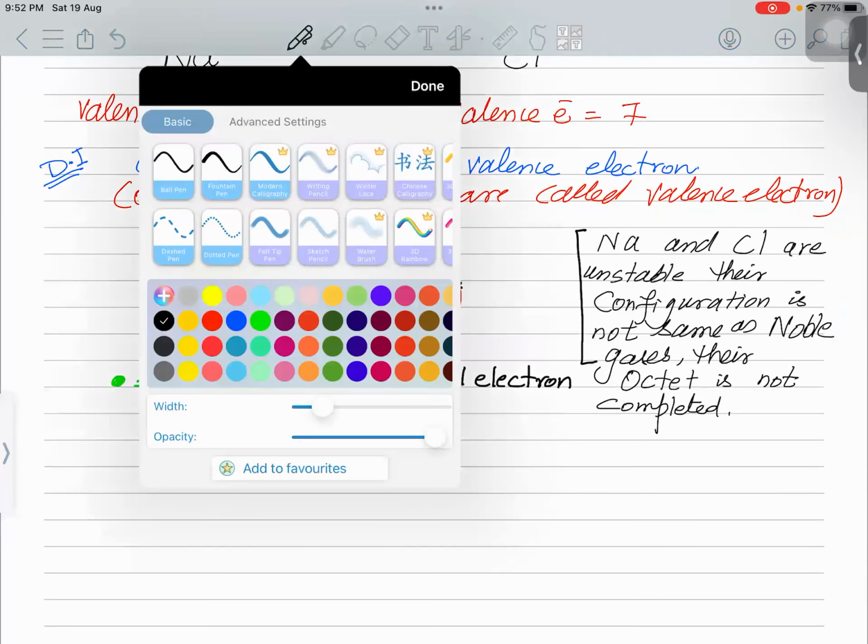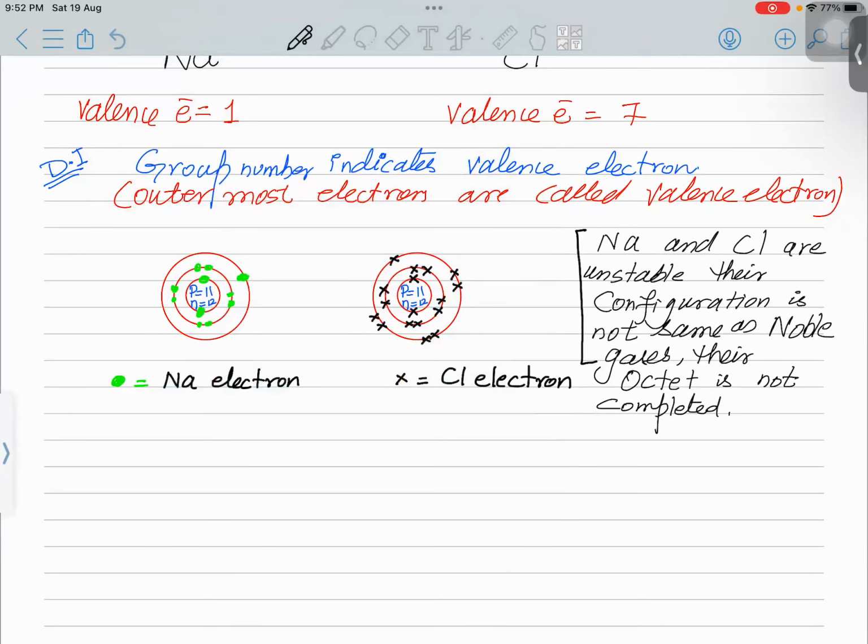So sodium gives this electron to this chlorine. This is sodium 2, 8, 1. This is chlorine 2, 8, 7.